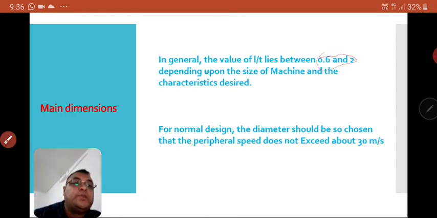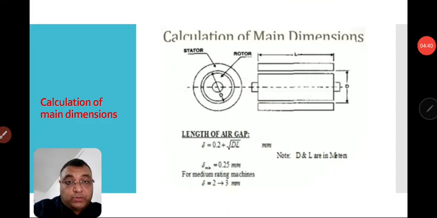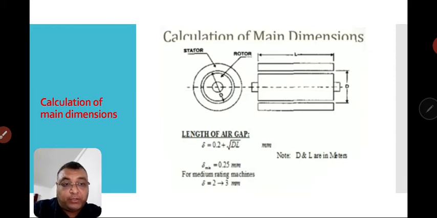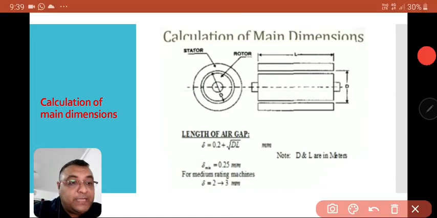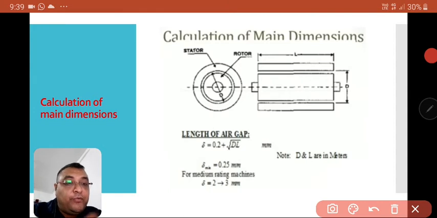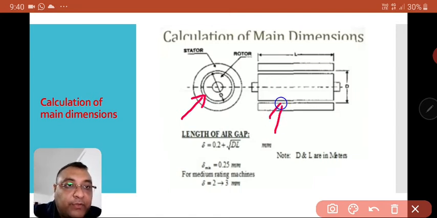Now this diagram shows the calculation of main dimensions for the induction motor. Over here the cut section of the front view and the side view are shown. This is the front view of the diagram, and this is the cut section of the side view.